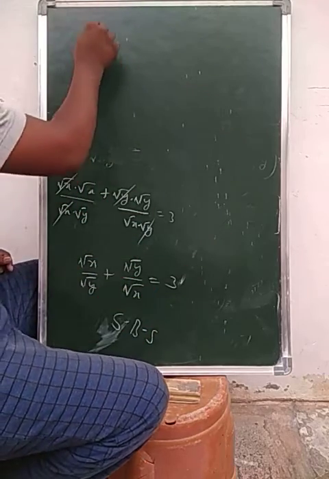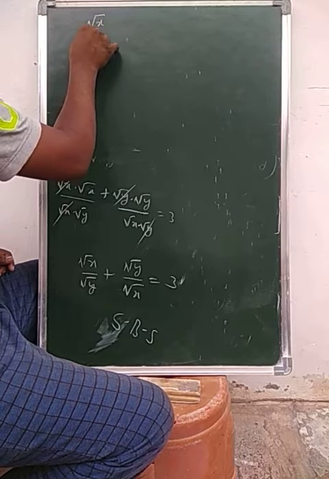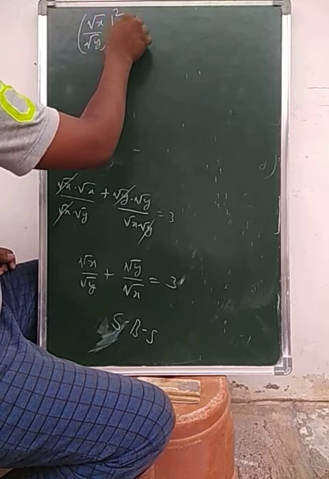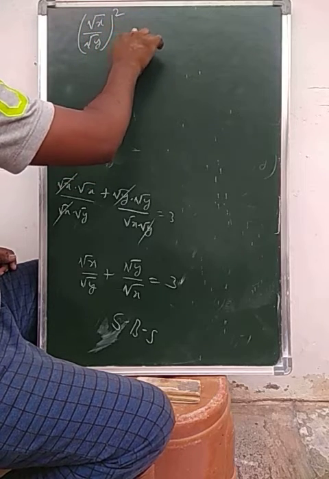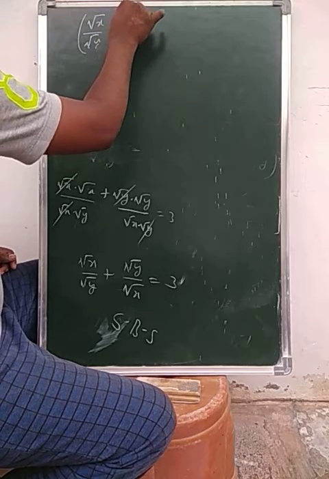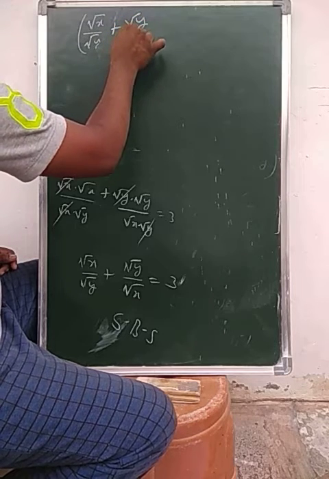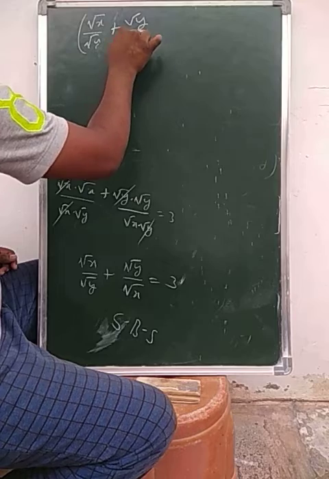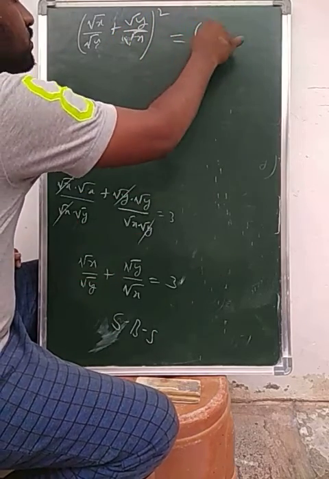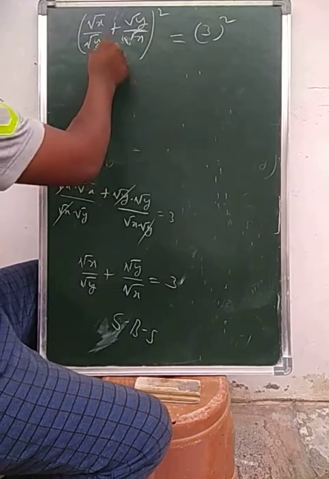Squaring on both sides means root x by root y, okay na, whole square, equals root y by root x. I am applying the square on the LHS part and applying the square on the RHS part. So we get like this.